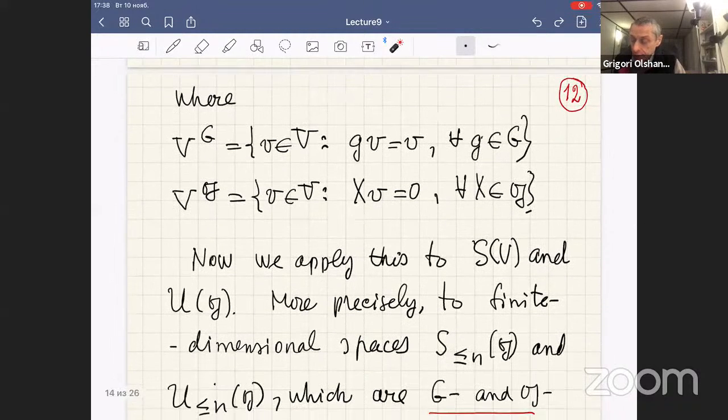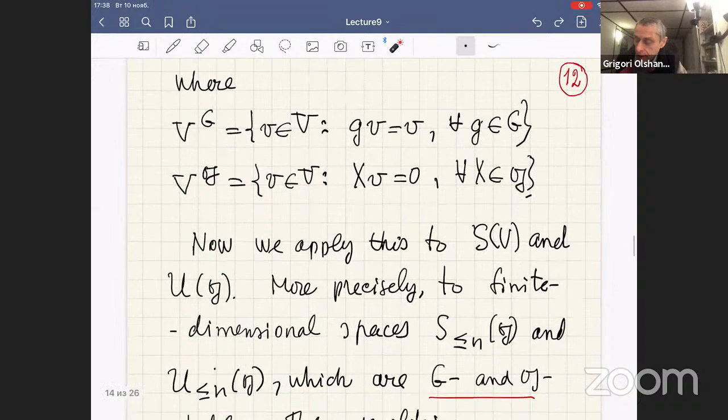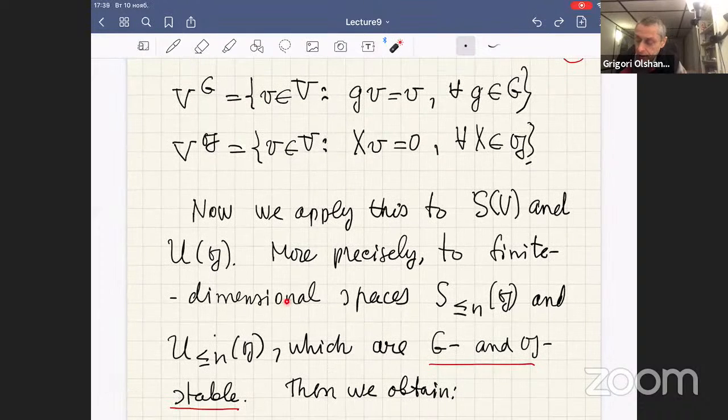Now we apply this argument in our situation for the symmetric algebra and the universal enveloping algebra. But here the situation is a bit different because these objects are not finite dimensional. But it's not important. We can restrict our attention to finite dimensional spaces, the members of the canonical filtration, because this is a graded algebra, and so it is in particular a filtered algebra, and this is also a filtered algebra.